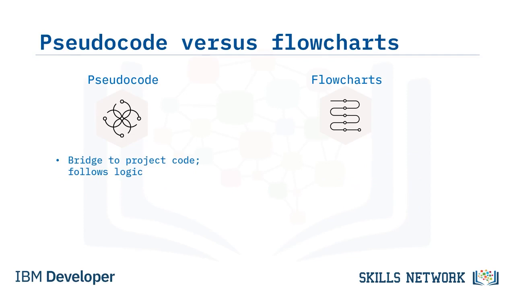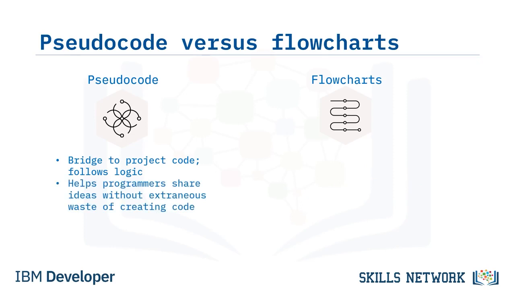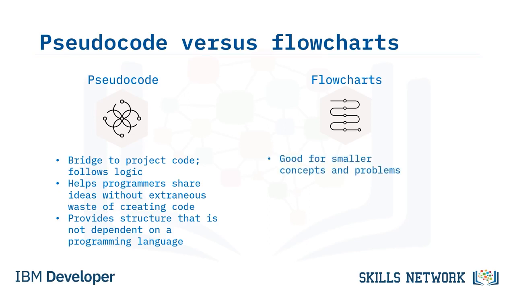Pseudocode provides a beneficial bridge to the project code because it closely follows the logic that the code will. Pseudocode also helps programmers share ideas without spending too much time creating code, and it provides a structure that is not dependent on any one programming language. Flowcharts are especially beneficial for smaller concepts and problems, while pseudocode is more efficient for larger programming projects.